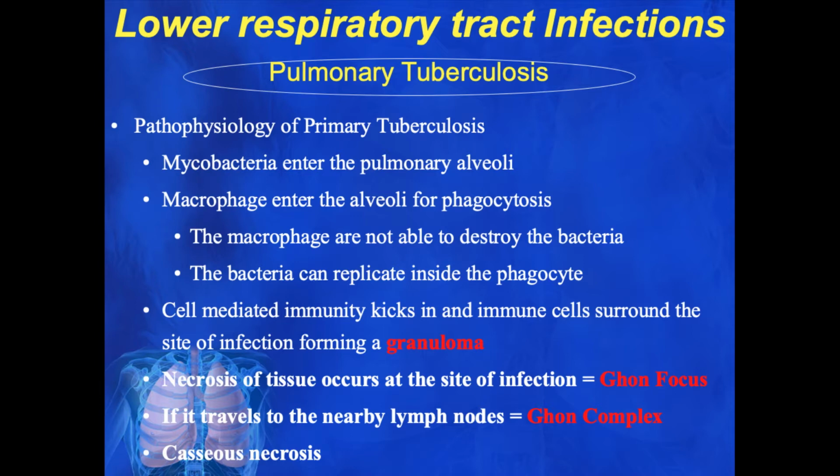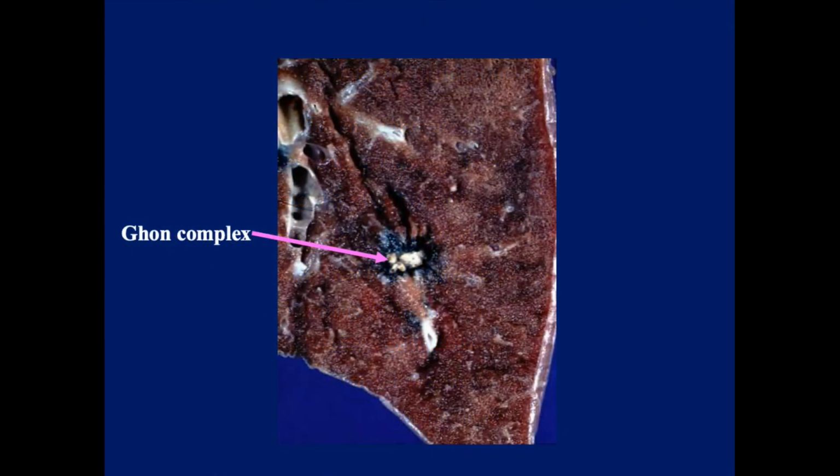Now, if the infection travels to a nearby lymph node, we call this a Ghon complex, and this can lead to caseous necrosis within the lungs. And we talked in our first videos about necrosis, and you know the word caseous means kind of cheesy looking, and so these Ghon complexes kind of have that cheesy look to them. And you can see this is a Ghon complex here.